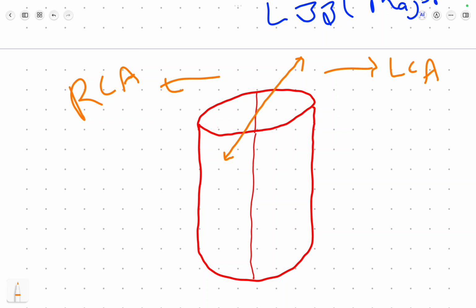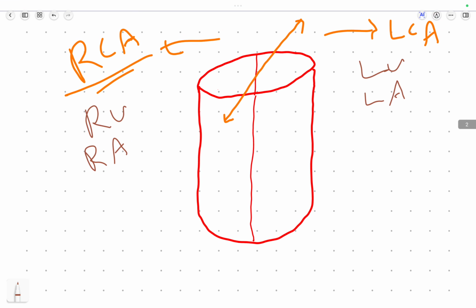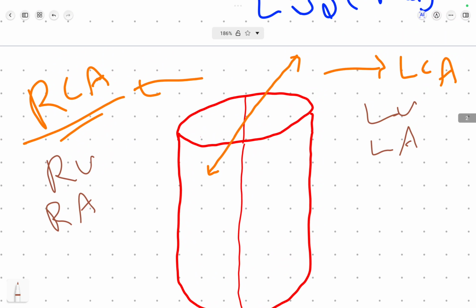So now let's see, what things does the right coronary artery supply? First of all, it supplies the right ventricle and right atrium. Then after this, it supplies the left ventricle and left atrium. That's obvious. Then the thing which you need to know is that this portion and this portion are supplied by the right coronary artery, and both are posterior.